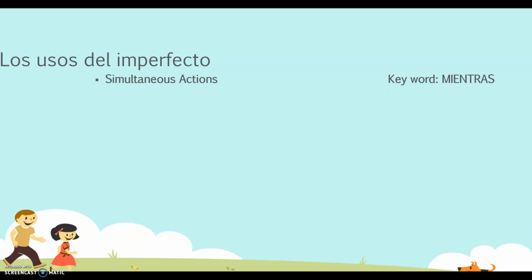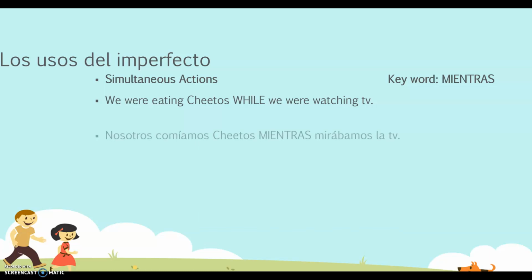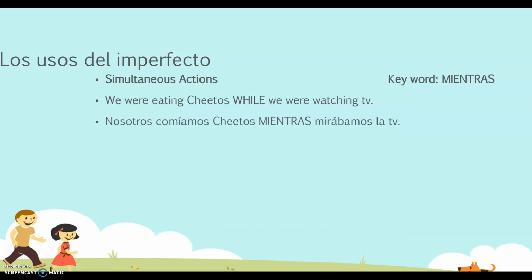Remember, we use the imperfect tense to talk about simultaneous actions, which means there's two things going on at the same time. And the key word for that is the word mientras, which means while. We were eating Cheetos while we were watching TV. Again, both verbs need to be conjugated in the imperfect tense. Nosotros comíamos Cheetos mientras mirábamos la TV o televisión.